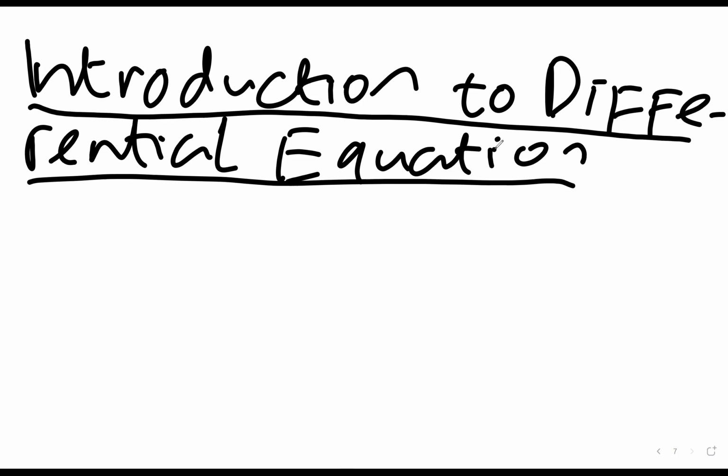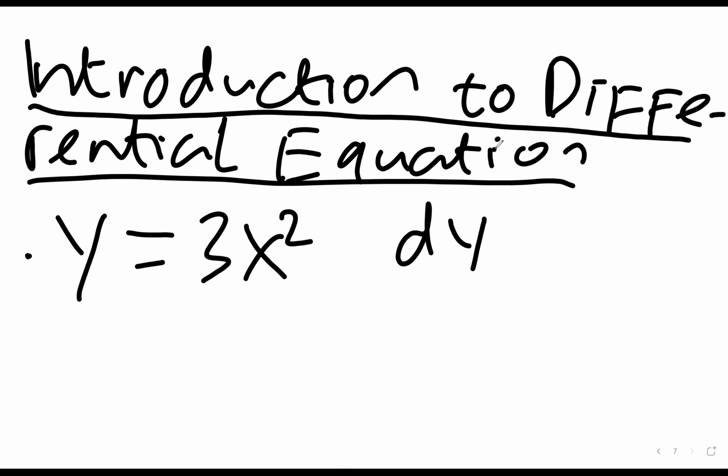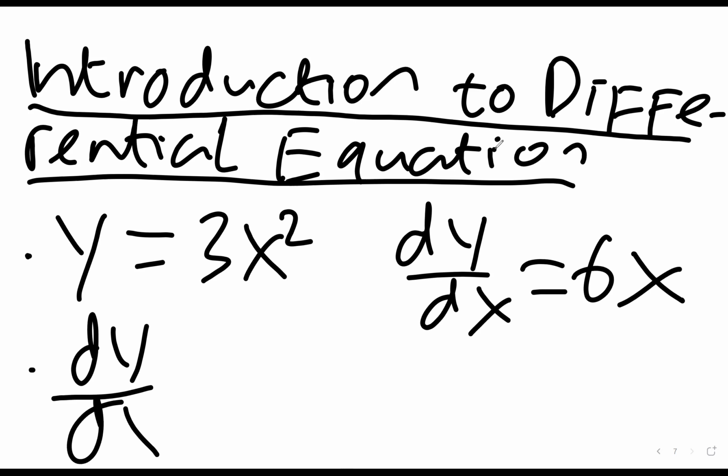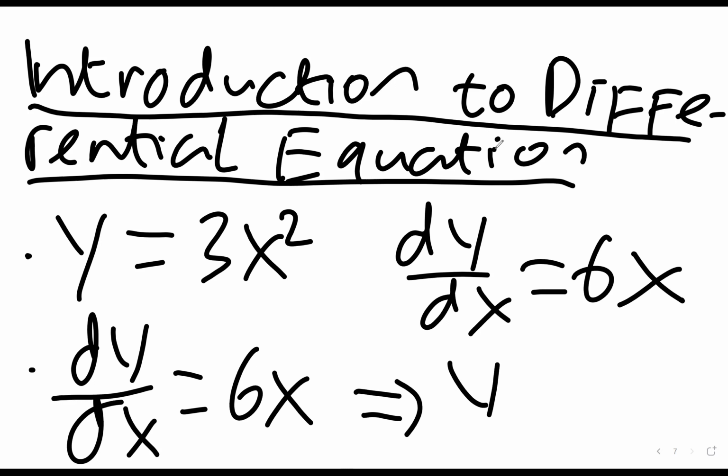For example, let's say you have y equals 3x squared, then you know that dy/dx equals 6x. Okay, that's the basic stuff. But now the question is, if we start with dy/dx equals 6x, then what is the possible choice of y here? So that's the so-called differential equation.